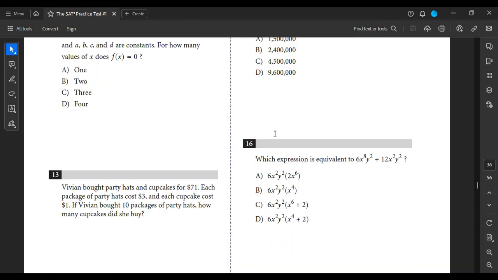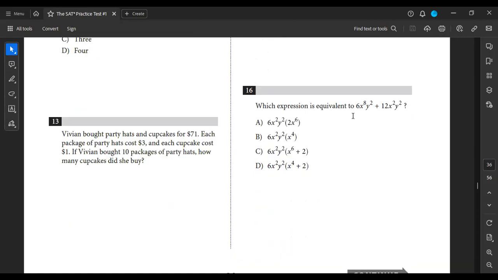Oh, question 16. Which expression is equivalent to 6x to the 8 y squared plus 12x squared y squared? All right, so we're probably just factorizing this. Looking at our answer choices, I'm guessing we're just going to factorize it. What's common here? We have a 6 being common on both sides. We have x to the 8 and x squared, so we can get x squared, and we can get y squared as well.